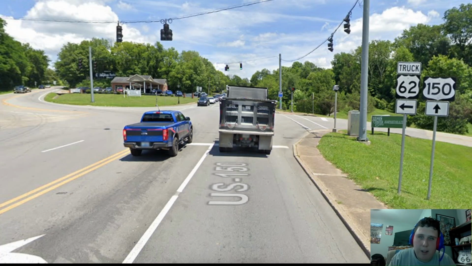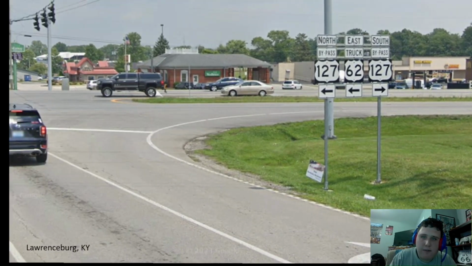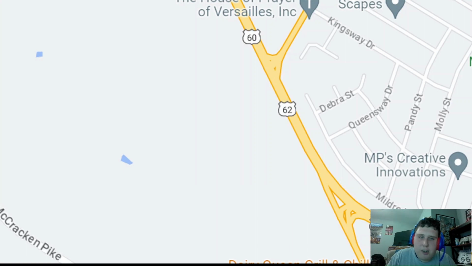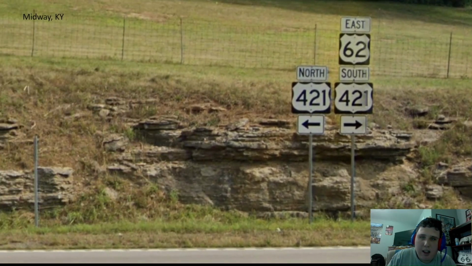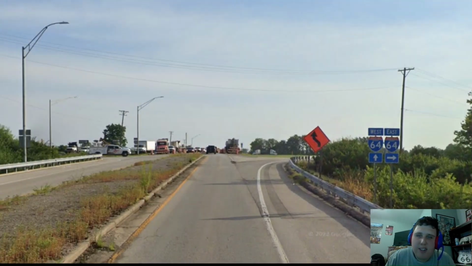Here we're meeting US 127 in Warrensburg, Kentucky. And we're now meeting US 60 once again in this town, and we actually just have a short concurrency as 62 just splits off from US 60. Here we're meeting US Highway 421 once again, and 62 and 421 are going to be concurrent with each other as we head through Midway, Kentucky. So here is US 62 splitting off from US 421 as 62 continues north to Interstate 64.